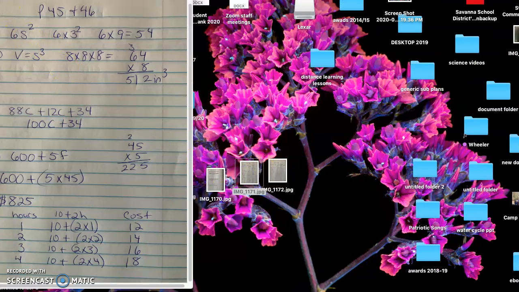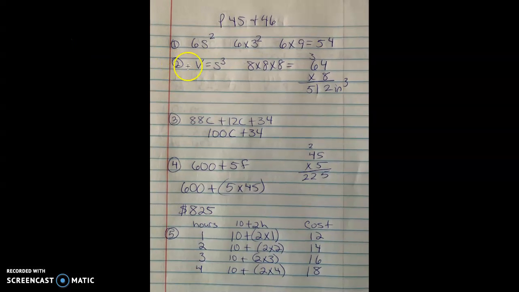Okay, let's see how you did. On question number 1, we have 6s squared. We're plugging in 3. So 3 squared is 9 times 6 is 54. Remember, order of operations says I have to square it before I multiply. On question number 2, I have side length cubed. So 8 times 8 times 8. So 64 times 8 is 512 inches cubed.